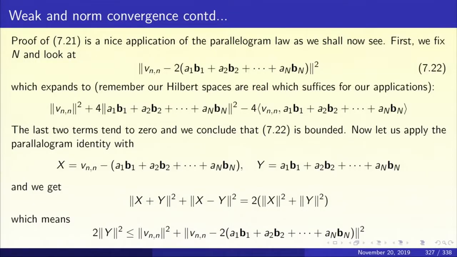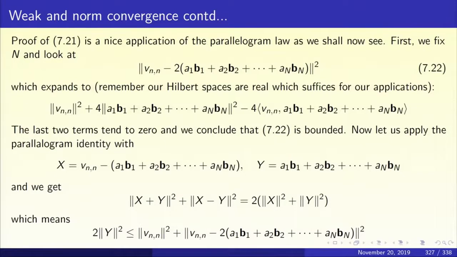First of all, let us fix some capital N and let us look at this expression 7.22: norm of Vn minus 2 times (a1 b1 plus a2 b2 plus etc. plus aN bN) squared. Now let us expand this 7.22. What do you get? You are going to get three terms. Norm Vn squared, which is bounded by some fixed number because the Vn's are norm bounded. And then the last term, 4 times norm of a1 b1 plus a2 b2 plus etc. plus aN bN squared.